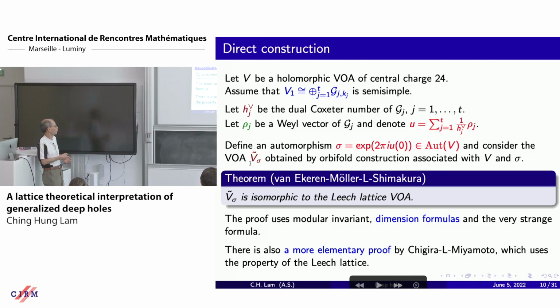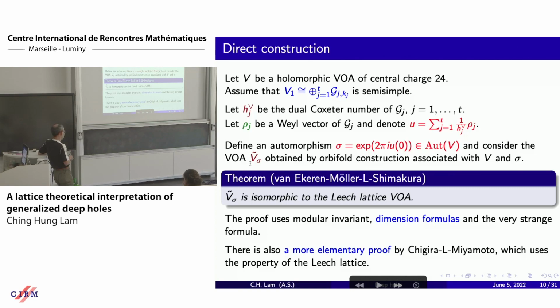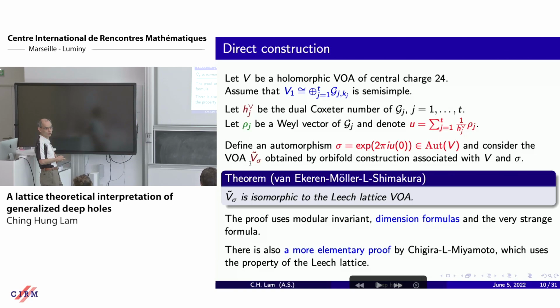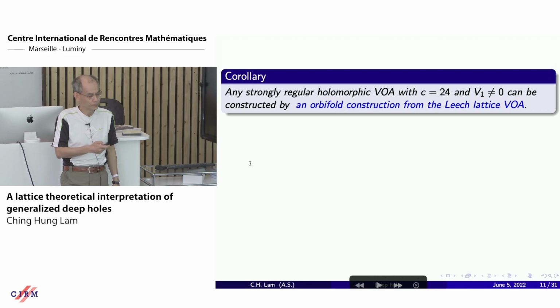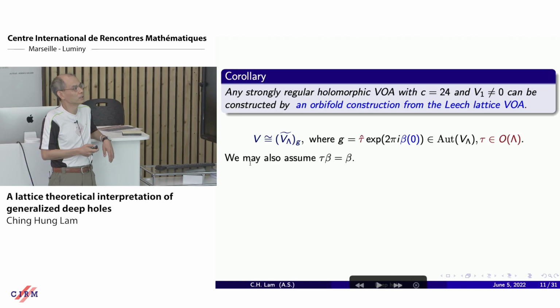Okay, all right. So what's important is that this essentially means I can reverse the construction. It means I can get back my original V by doing one orbifold construction from the Leech lattice. So this means any regular holomorphic VOA of central charge 24 with V1 non-zero can be constructed by an orbifold from the Leech lattice. Of course, the Leech lattice itself is one; I take the trivial automorphism. And that means V will be constructed from the Leech lattice VOA with an automorphism G. Now this G will be an automorphism of the Leech lattice VOA.